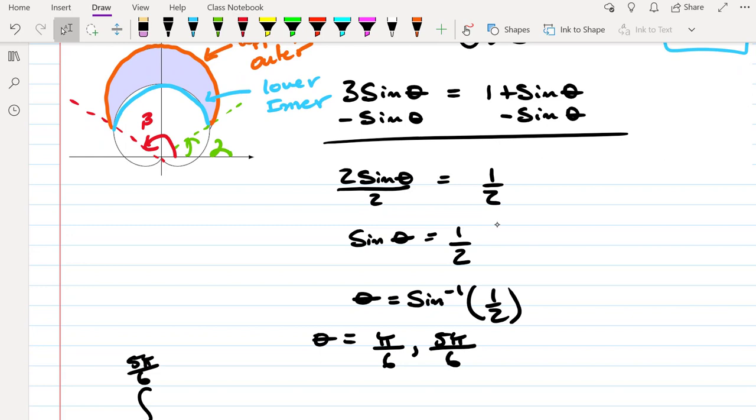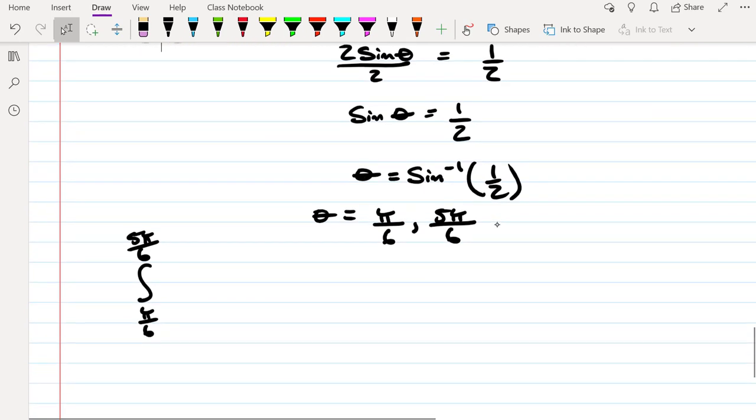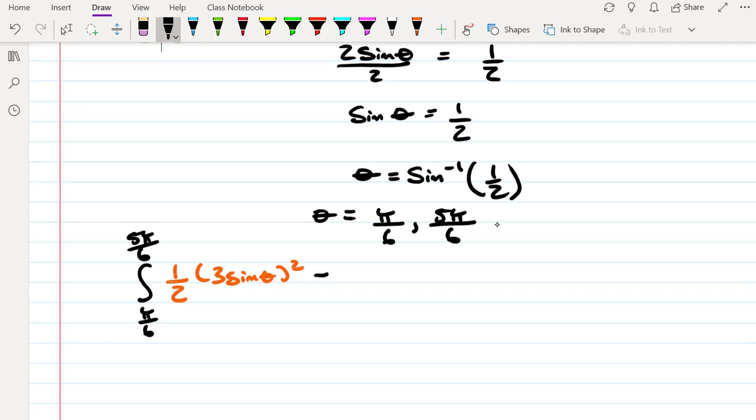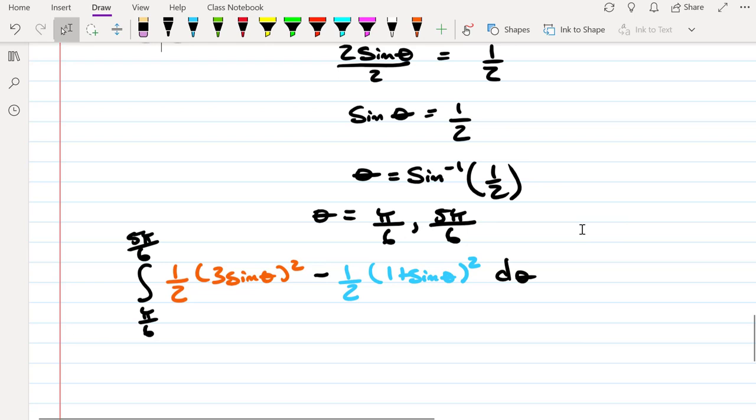So we're going to have 1/2 times 3 sine theta squared minus our inner, which is going to be 1/2 times 1 plus sine theta squared d theta. So now we need to evaluate this integral.